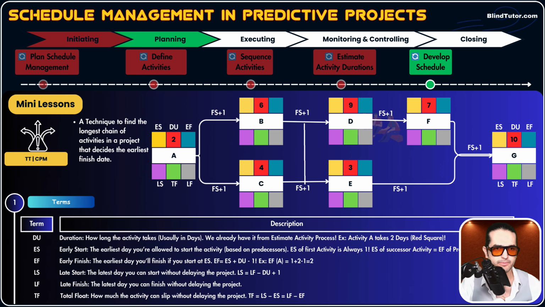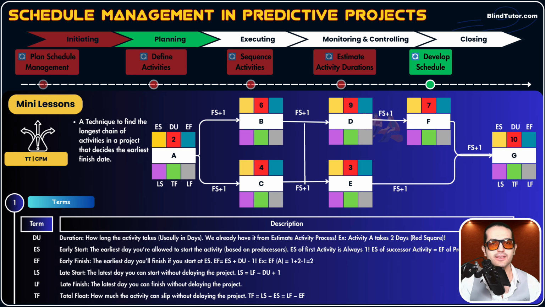To apply CPM as a tool and technique, we need to be aware of some terms. What are those terms? Number one, DU. DU stands for duration. How long the activity takes. And usually the unit is days. If the schedule management plan says to use hours for CPM, we're going to use hours. If weeks, we're going to use weeks.